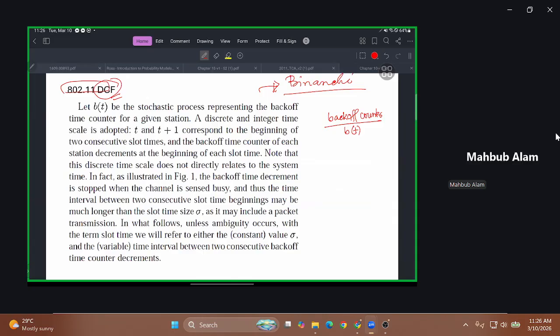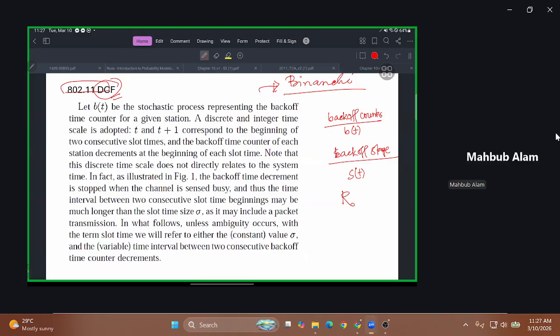You need to mention in which state the station is currently, whether it is the first retransmission, second retransmission, or third retransmission. Based on that, the backup window will be chosen. So we have another one, let's say the backup stage, another stochastic process: 0, 1, 2. A station can be allowed up to R transmissions. That means R-1 retransmissions.